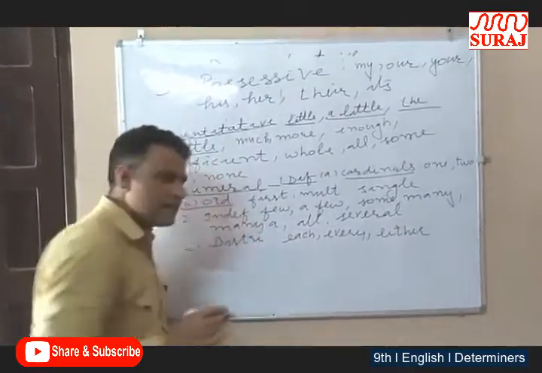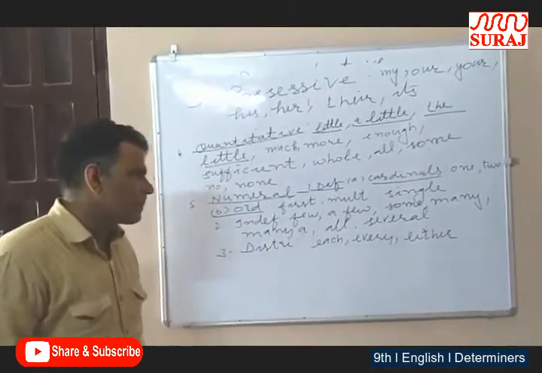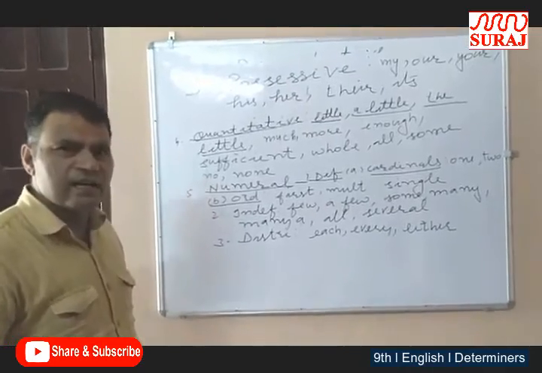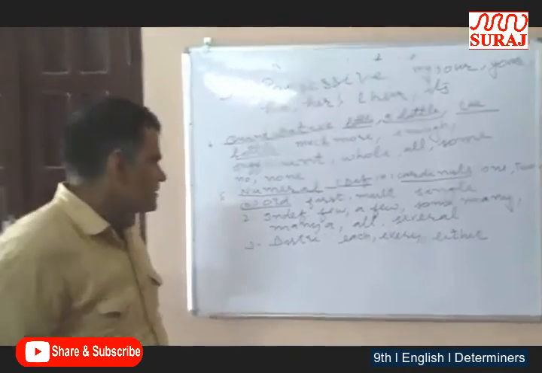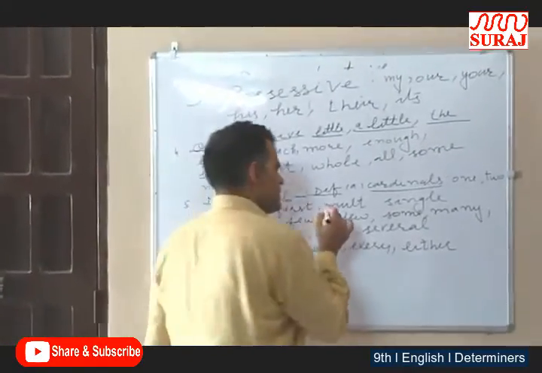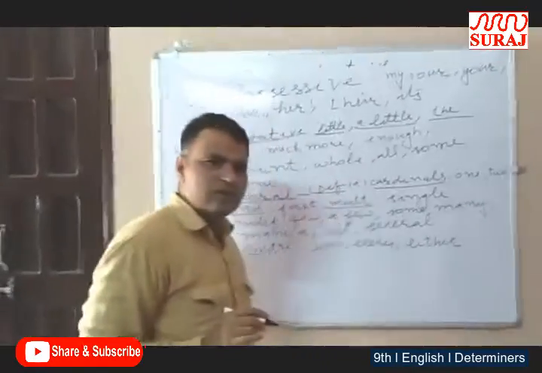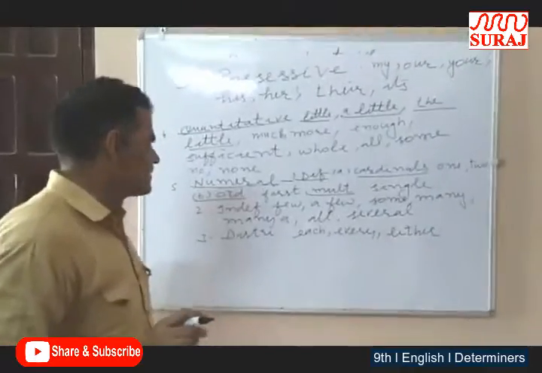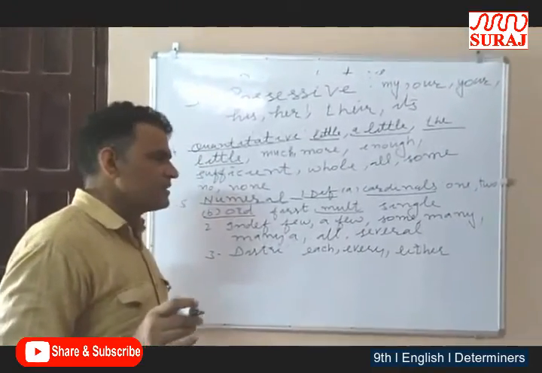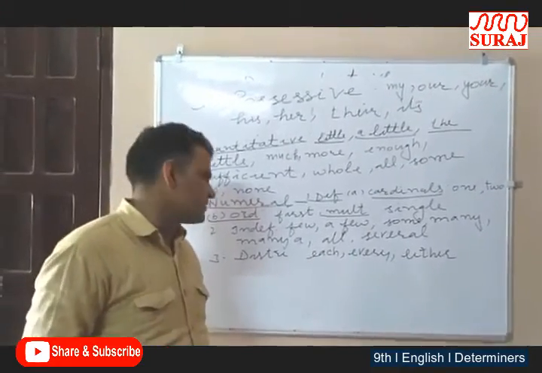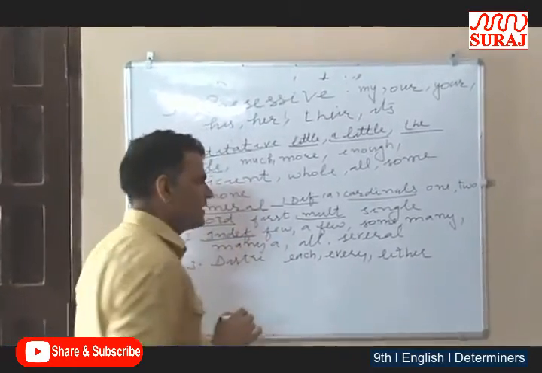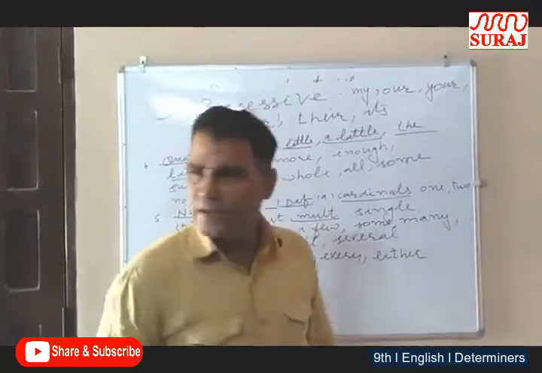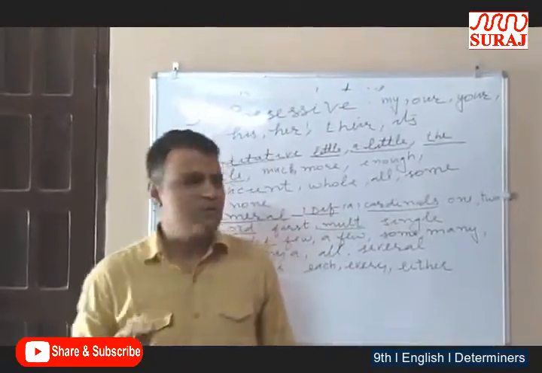Ordinal numbers tell us the order: first, second, third, fourth. These are ordinal determiners. Multiplicative determiners: single, double, triple. These are multiplicative determiners. Next, indefinite determiners: few, a few, the few.